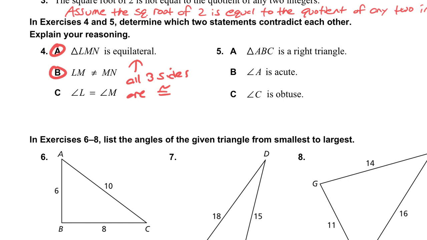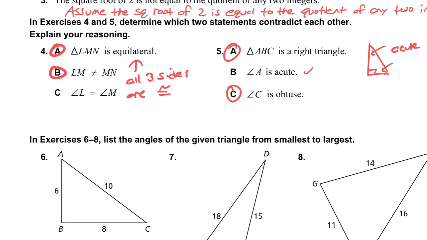Number 5, triangle ABC is a right triangle. Now, could angle A be acute? Well, if I have a right triangle here, and this is 90 degrees, both of these other two angles have to add up to 90, so both of these angles are acute. So that works, but you can't have one of the other two be obtuse, because an obtuse angle is greater than 90, plus the 90-degree right angle makes more than 180 degrees. So the ones that don't work would be A and C, because you can't have another angle that's bigger than 90, or your triangle sum theorem does not work out.